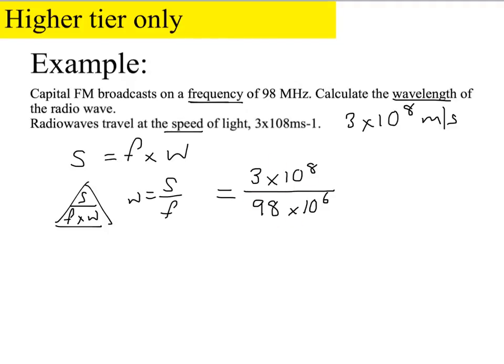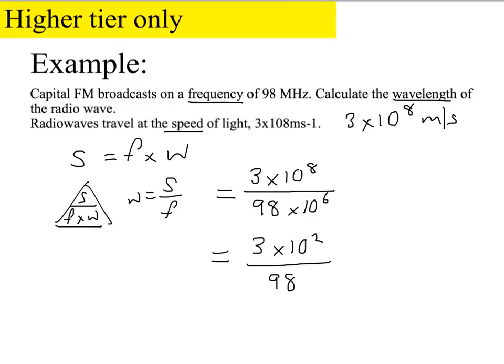I'm going to do a further step of cancellation just to simplify it. And I'm going to divide the top and the bottom by 10 to the 6. So if I divide the top by 10 to the 6, I actually do 8 minus 6, which is 2. So I'm left with 3 times 10 squared. And at the bottom I've got 98. 10 to the 6 divided by 10 to the 6 is 1, so I'm just left with 98.